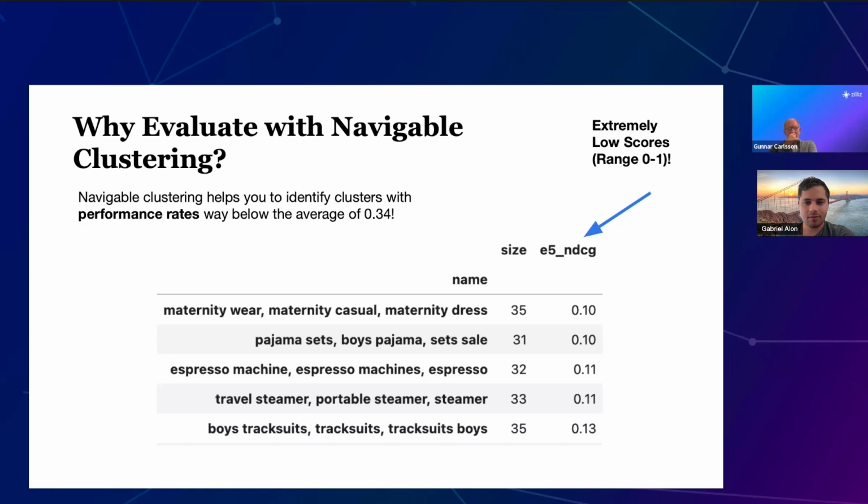this entire data set of 100,000 queries. You might come across the information that the average performance score here was 0.34. The performance metric in this example is NDCG.